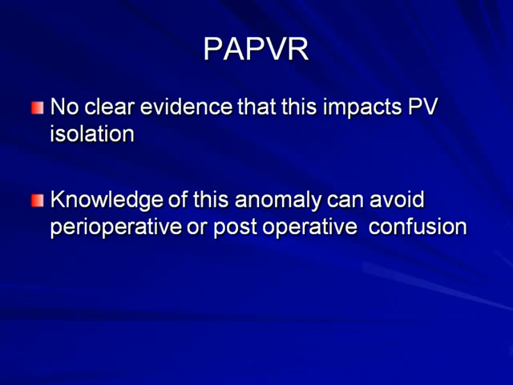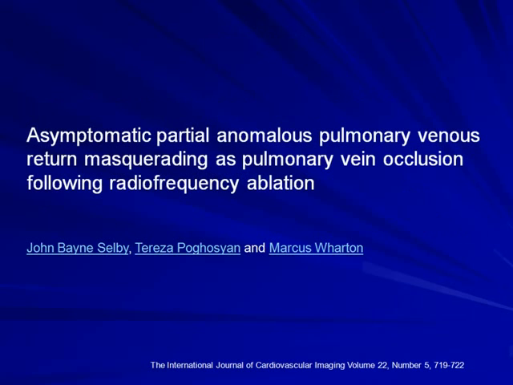So with a partially anomalous pulmonary venous return, there's no real evidence that it impacts the way you would strategize isolating the veins and treating the fibrillation. However, knowledge of the anomaly can certainly help to avoid ablating places where there isn't a vein, for example, or postoperative confusion. This was one article published by Marcus Wharton showing that asymptomatic PAPVR, which I just showed you, all of those were asymptomatic, can actually masquerade as PV occlusion.